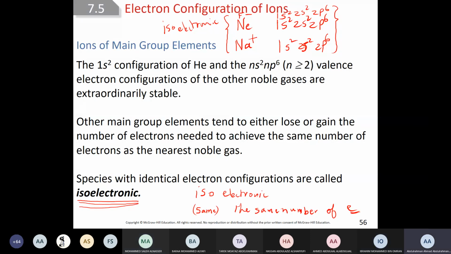Now, how many protons do we have for sodium? Look at your periodic table. 11. How about neon? 10. How about fluorine? 9. Now, if we have exactly the same number of electrons but a different number of protons, which one is the smallest in size, ion or atom?